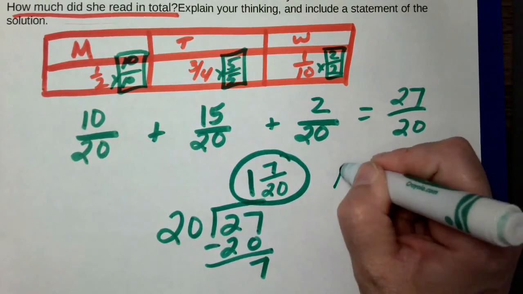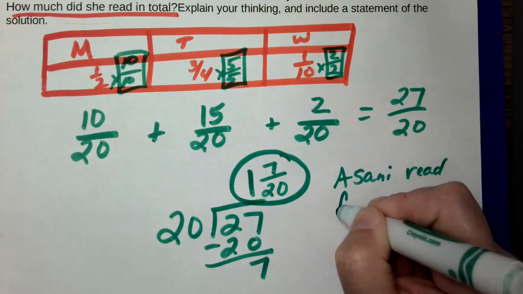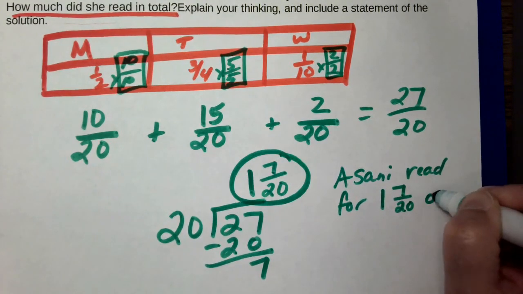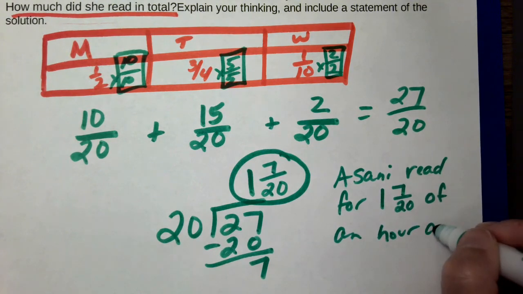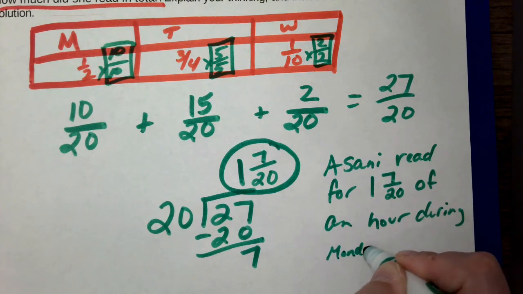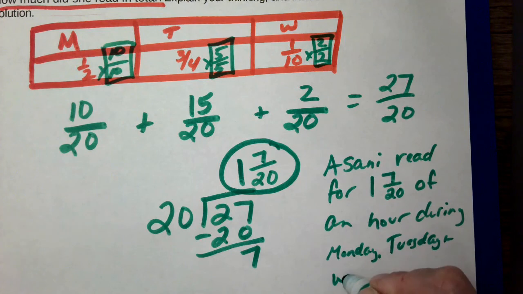So I'm going to write: Asani read for 1 7/20 of an hour, Monday, Tuesday, and Wednesday.